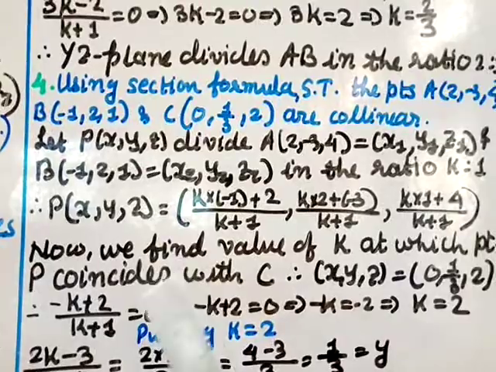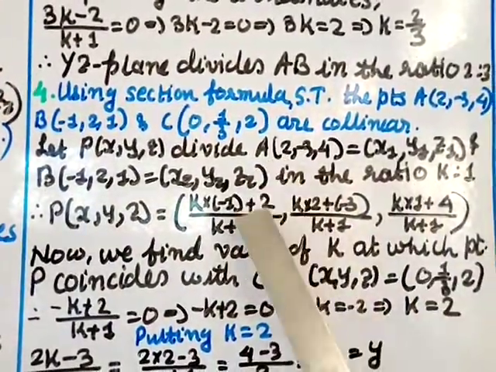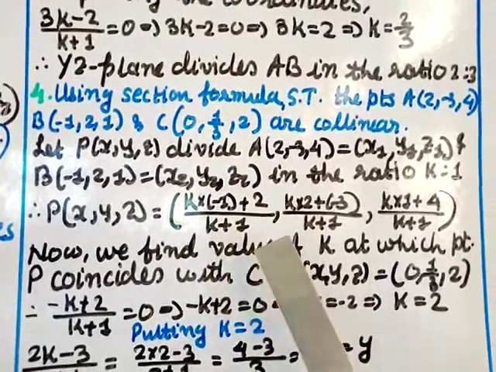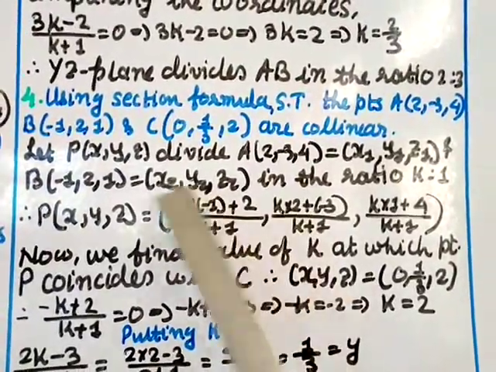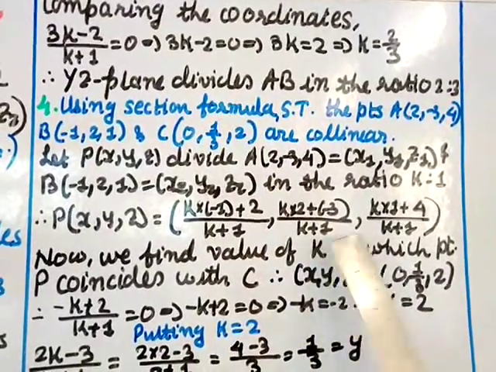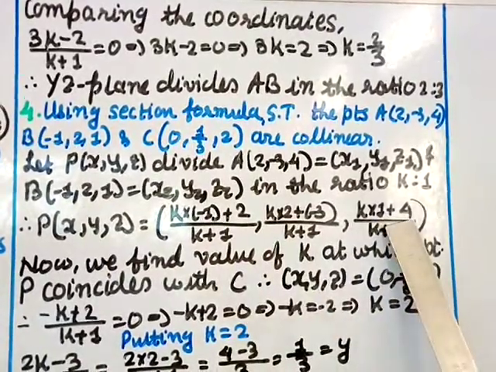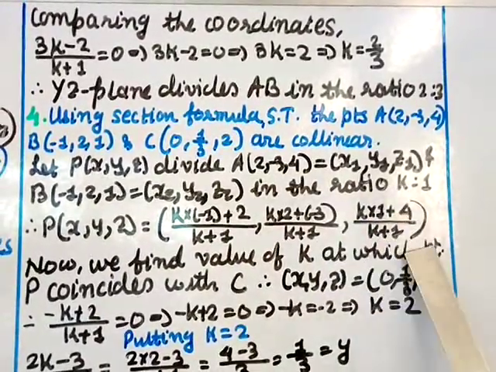So P(x, y, z) equals: k x2, so k times -1, plus x1, so plus 2, divided by k + 1. Then k y2, so k times 2, plus y1, that is -3, divided by k + 1. And k z2, that is k times 1, plus z1, that is 4, divided by k + 1.